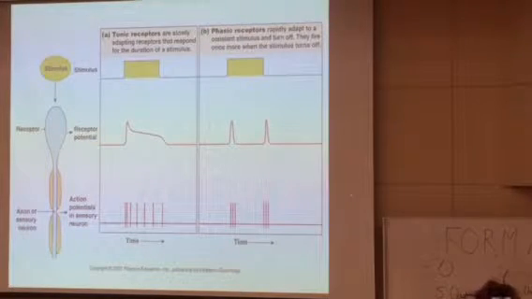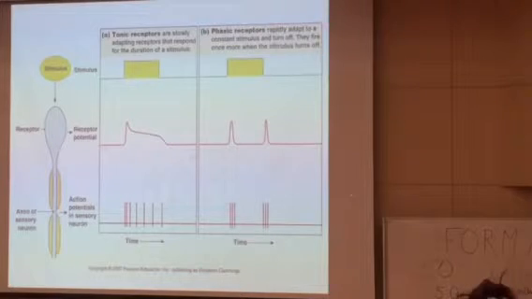Now there's another very different type of receptor, which is called a phasic receptor, or a rapidly adapting receptor. And here you can see that both the receptor potential and the action potential activity are confined to the onset and offset of the stimulus. Nothing in between. So for these, the brain gets no information except for the onset and offset of the stimulus.